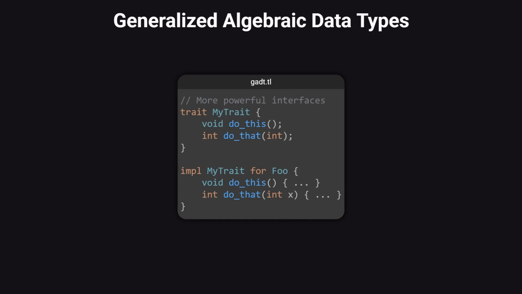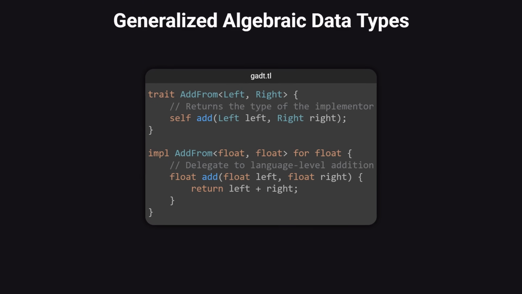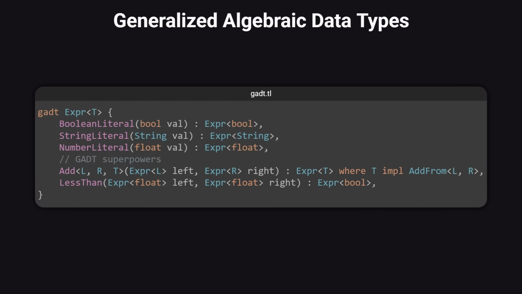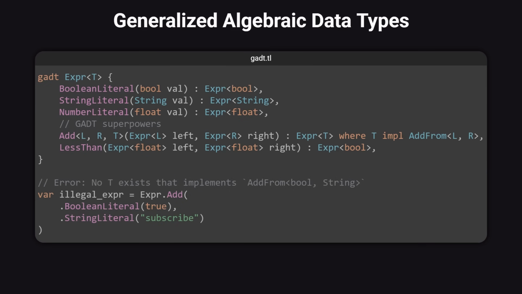In our case, we'll make a trait that's generic, so that we can specify what types the implementer is being added from. We'll create a trait that neatly represents the operation of addition, where we're generic over the types on the left and right hand sides of our expression. Then, we can take this a step further by making our variant generic, using a where clause to specify that T must implement AddFrom<L, R>. This means that if I tried to create an add with two values of type Expr<L> and Expr<R>, it would only be valid if an implementation of AddFrom exists for that L and R, which makes it impossible to have invalid expressions.